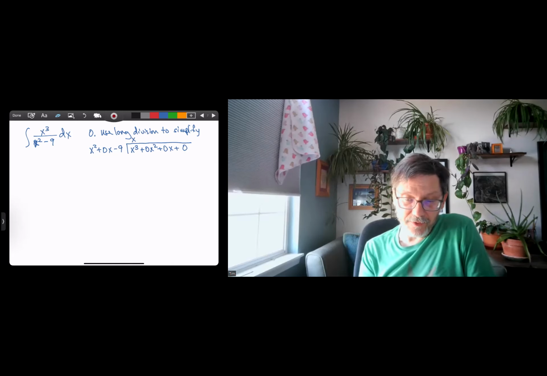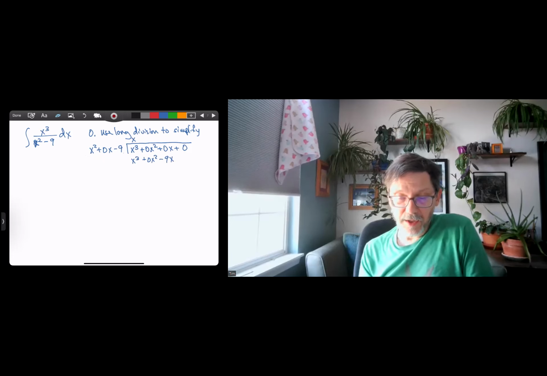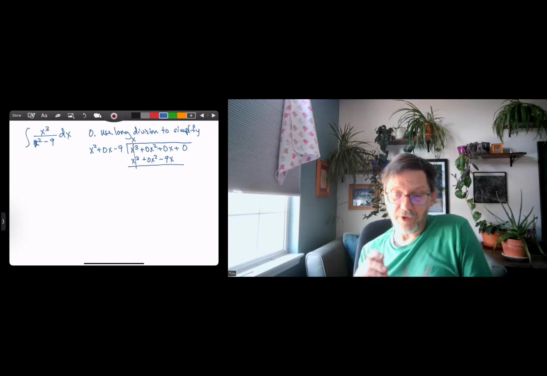Now I take x times this entire thing and put it underneath. And what I'm going to get is x cubed plus 0x squared minus 9x. Notice how what I've got here is just this thing on the left times x. And I'm going to subtract down, and these are going to cancel. And that was the point. I'm only focused on that first term and getting that to work out.